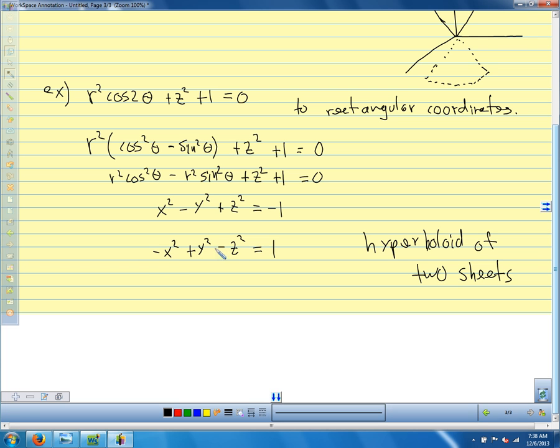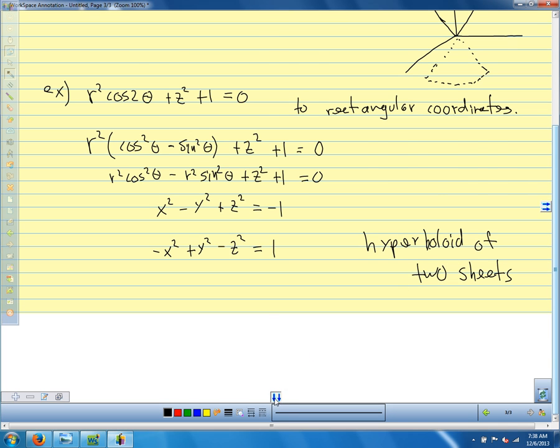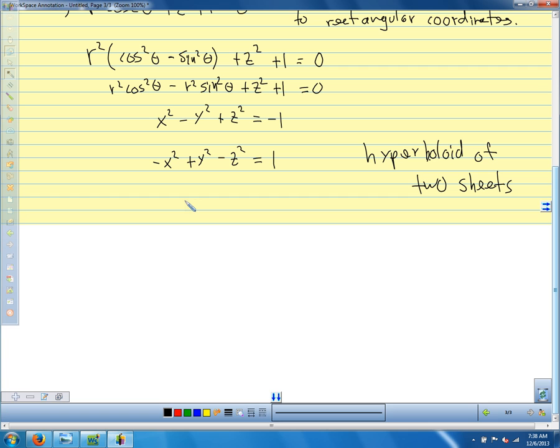Two minus signs here tell us we have two hyperbolas because we have minus x squared plus y squared equals 1 and y squared minus z squared equals 1. Each of those, in those planes, gives us hyperbolas. And the two minus signs tell us we have two sheets. So let's talk about how we would sketch this surface.